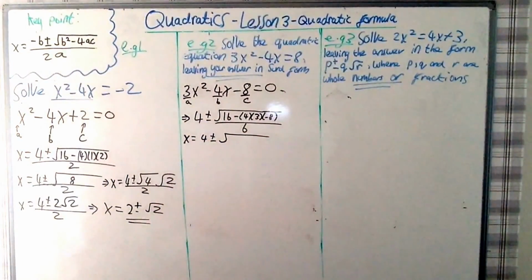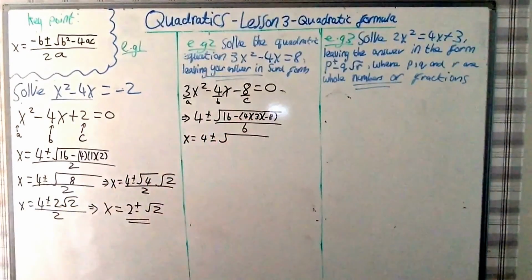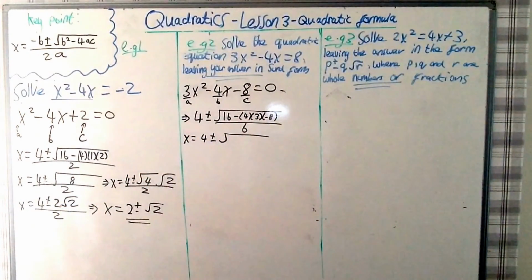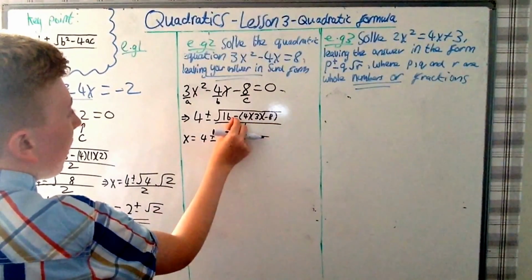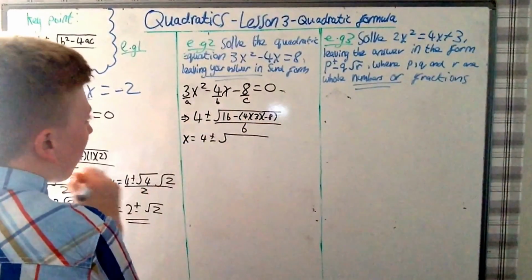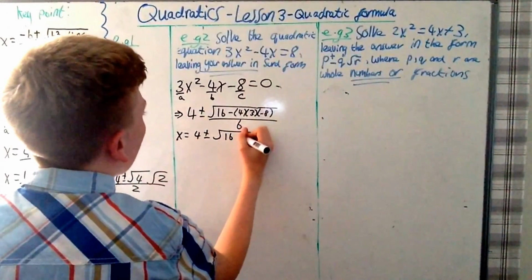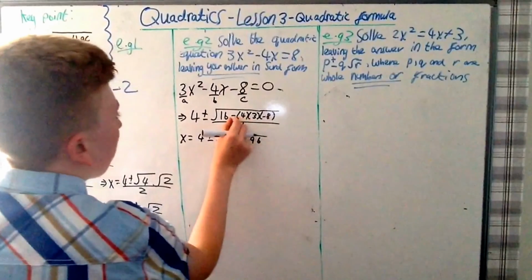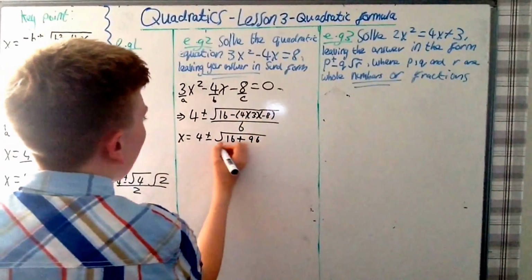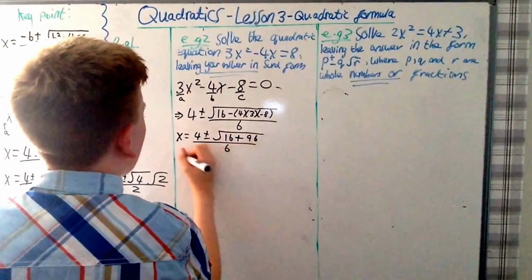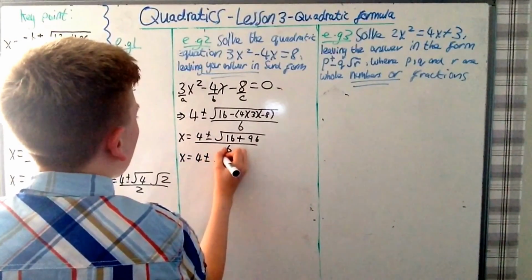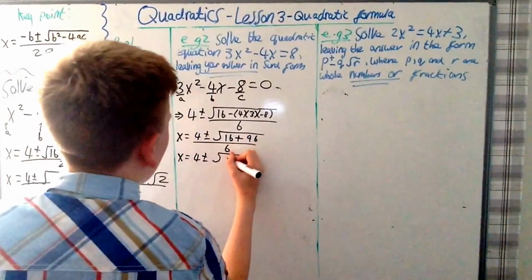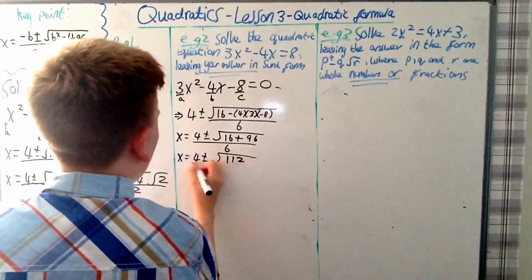Now, 4 multiplied by 3 is 12. Multiplied by 8 is 96. So in here we're going to get minus 96. But we're minusing this minus 96. So it's going to be 16 plus 96. Okay, the two negatives will cancel. All divided by 6. So x equals 4 plus and minus the square root of 112, 16 and 96, over 6.